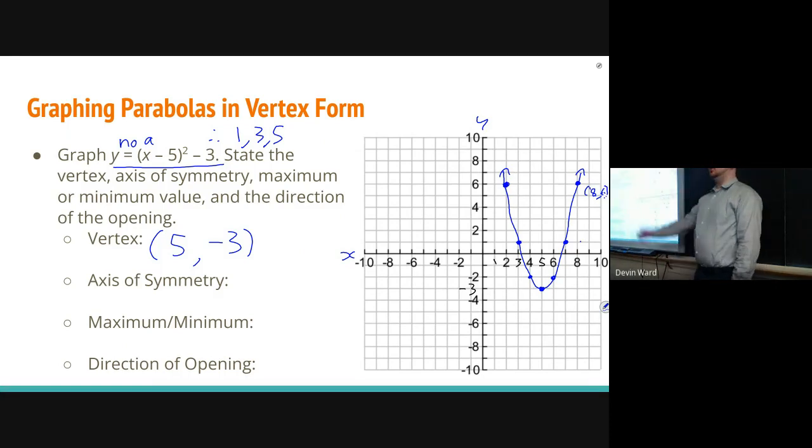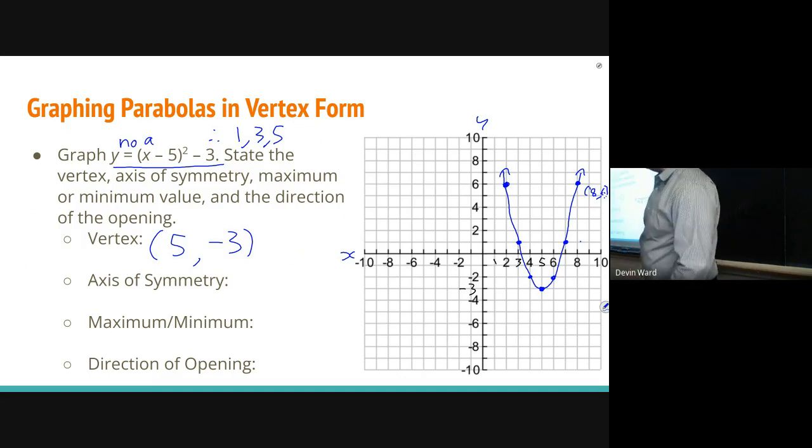Okay? Now I don't need a table of values or anything. I can just draw any parabola anywhere. Okay? So let's see how I did that. You just follow 1, 3, 5, until we change it up on the next one when we have a values.